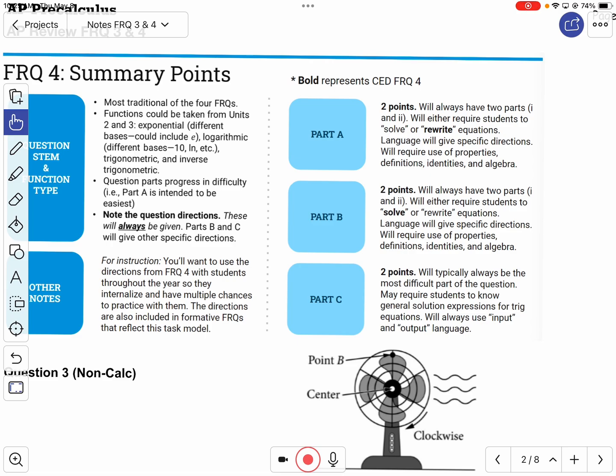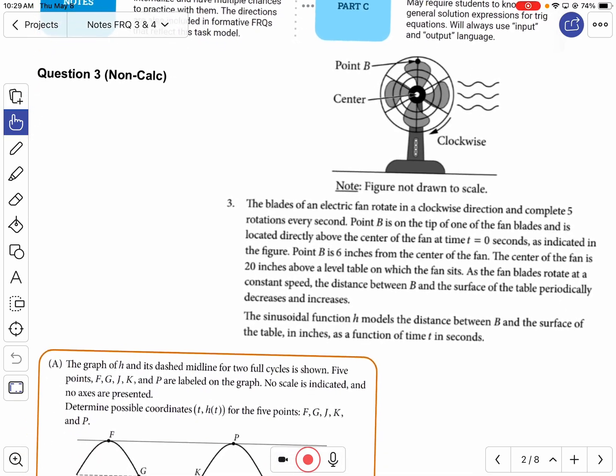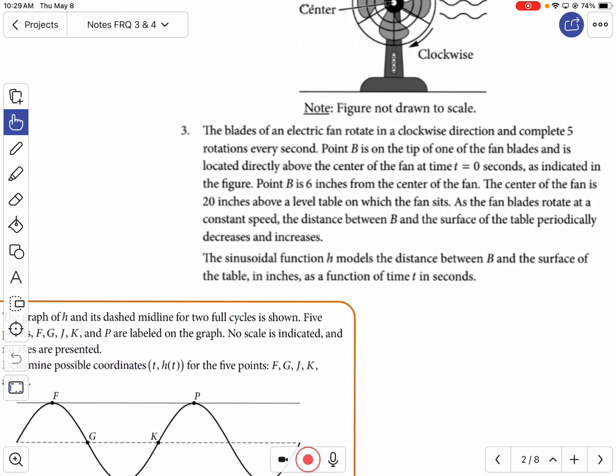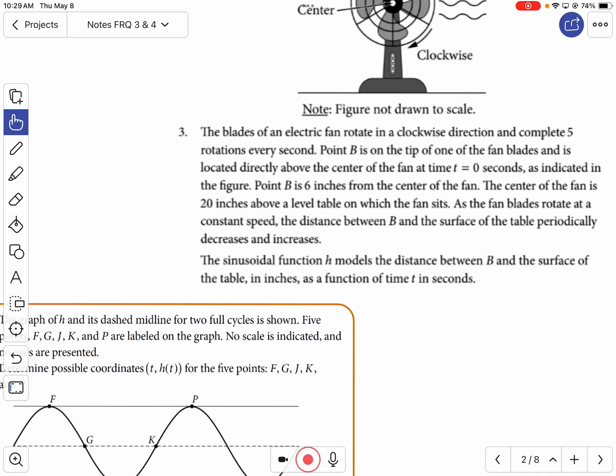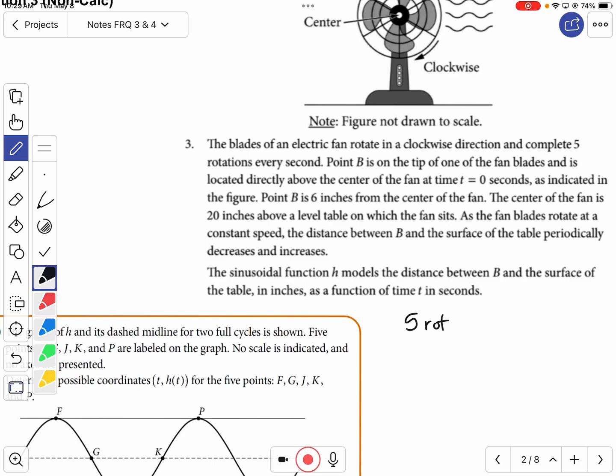So here we go. Let's look at this one. Okay, let's walk through it. Here we got a fan. Blades of an electric fan rotate in a clockwise direction and complete 5 rotations every second. Okay, so 5 rotations in 1 second. So to do 1 rotation, what would it take?